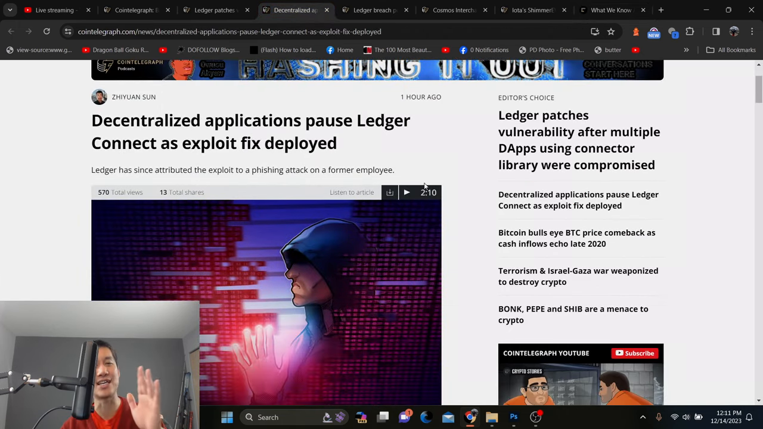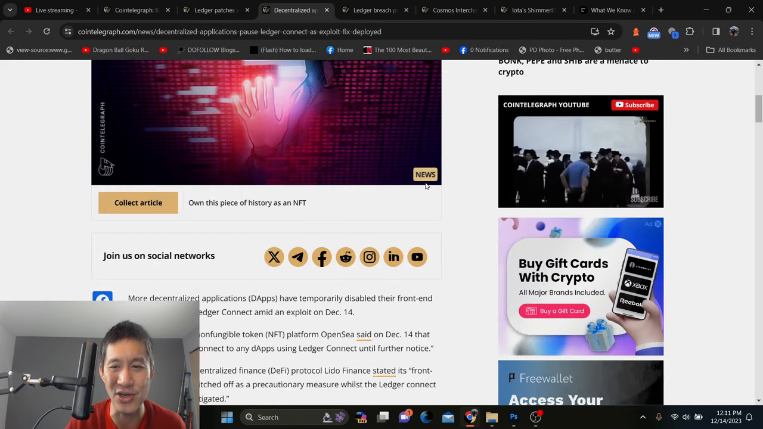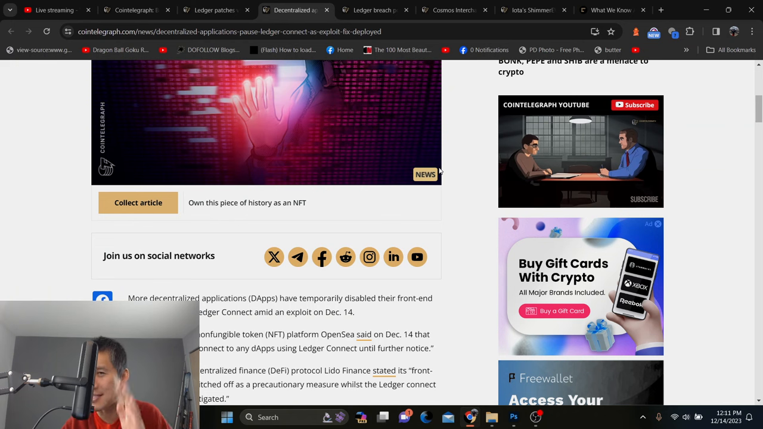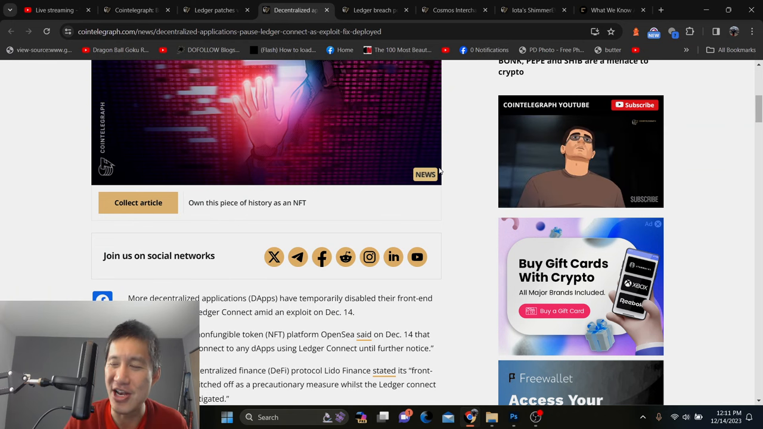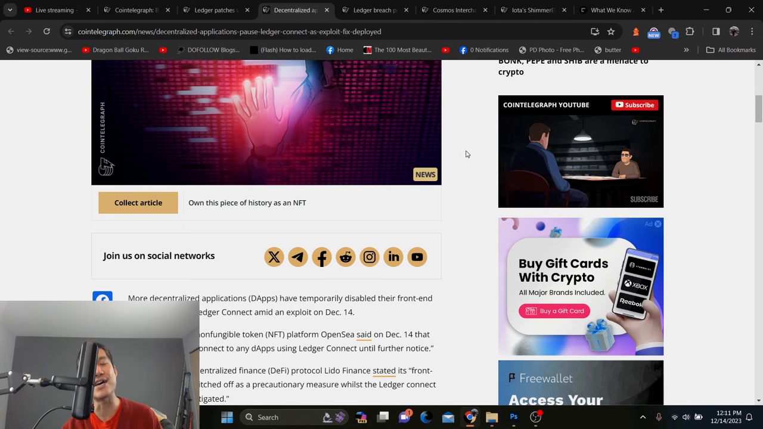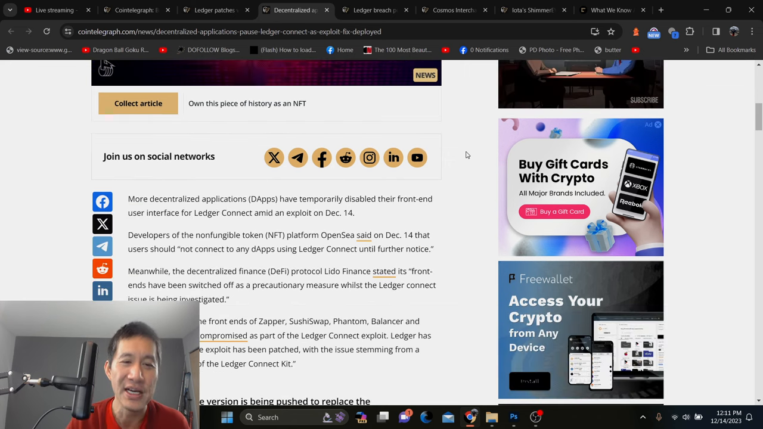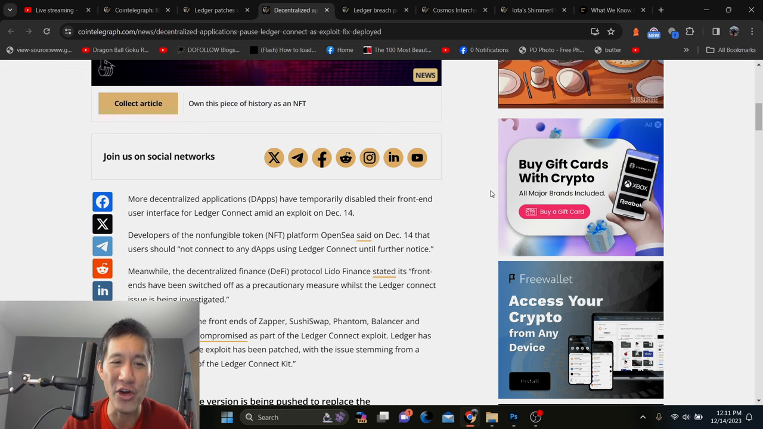So Ledger has since attributed the exploit to a phishing attack on a former employee. So it might be a former employee. So inside job from Ledger, not very good for their trust. Maybe people will start moving to Trezor or other systems. How can you trust it after this? I don't really know. So many of these dApps are temporarily enabled, but I think it probably affects all Ethereum dApps. Developers of NFT platform OpenSea said that users should not connect to any dApps using Ledger Connect until further notice. Probably not only limited to Ethereum, but to other platforms as well.